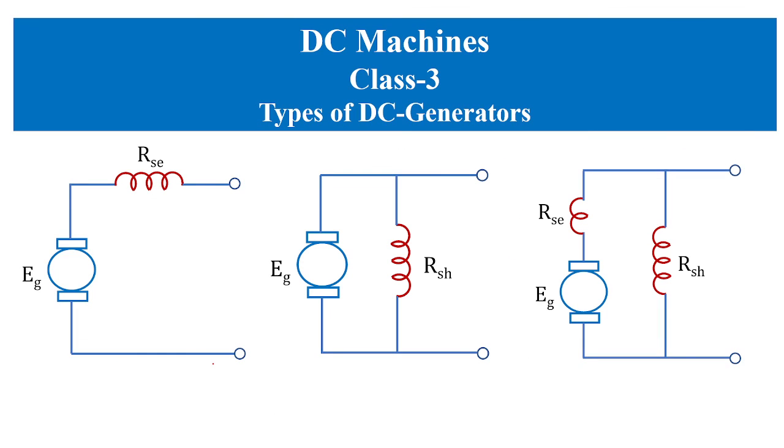So I hope you have understood the basic way to solve the problem for different types of generators: framing the equations, finding out the value of generated voltage in terms of terminal voltage, developing the current equations. So this would be easy for you to understand the different ways of finding out the different numericals for the given system.